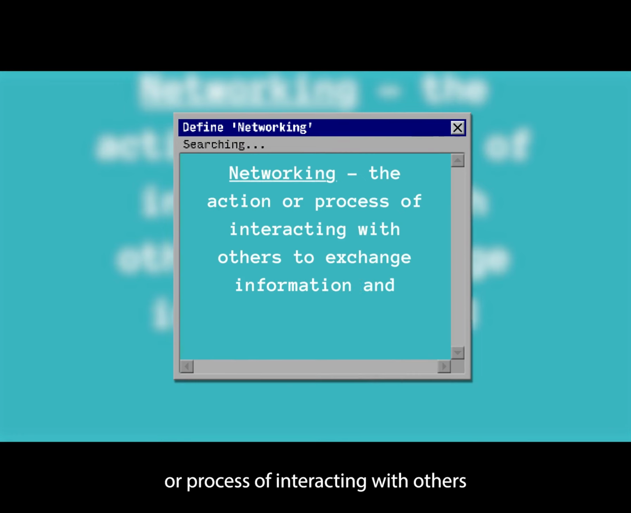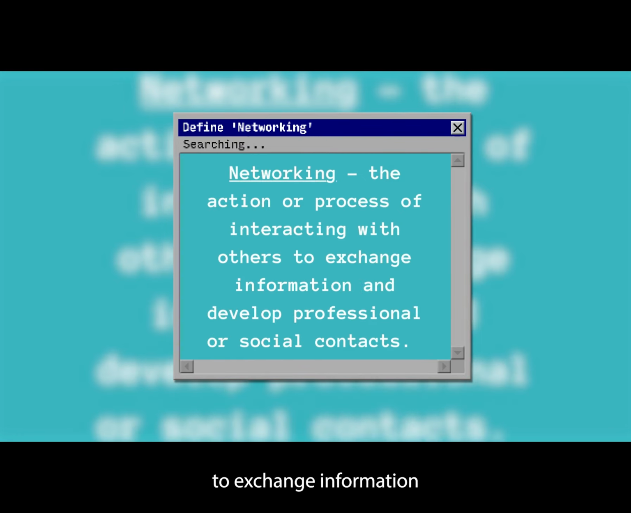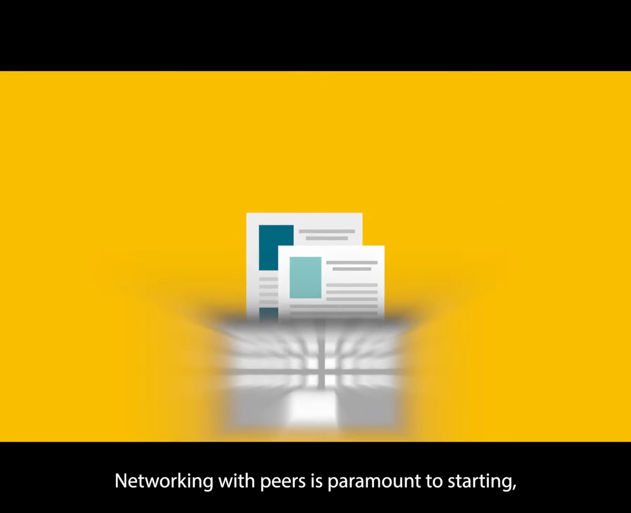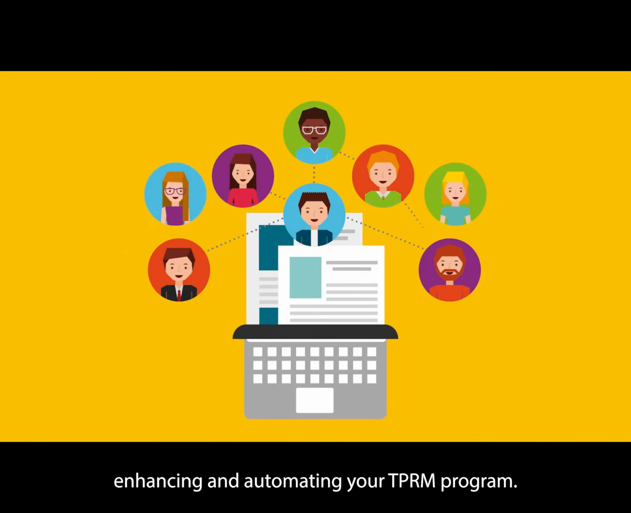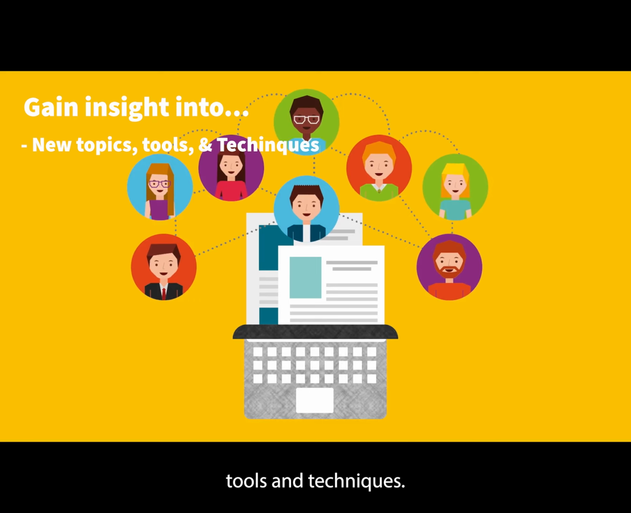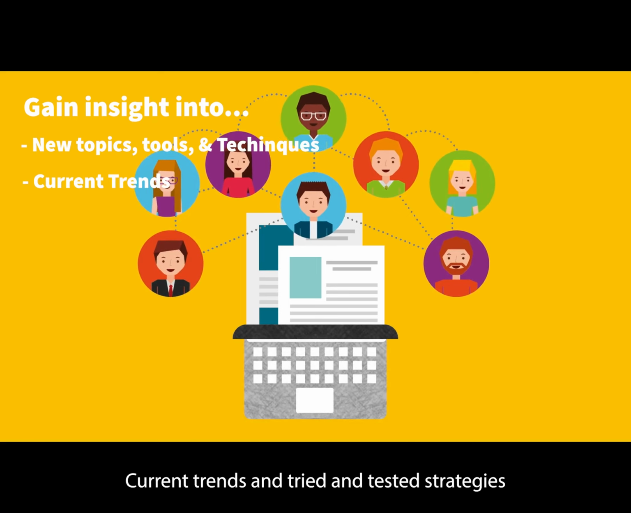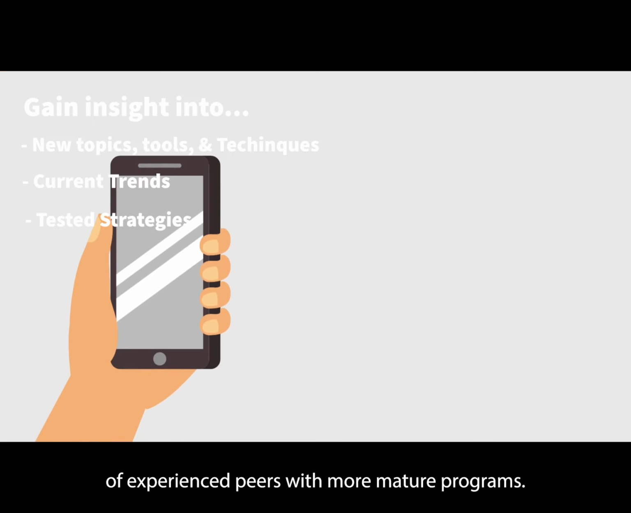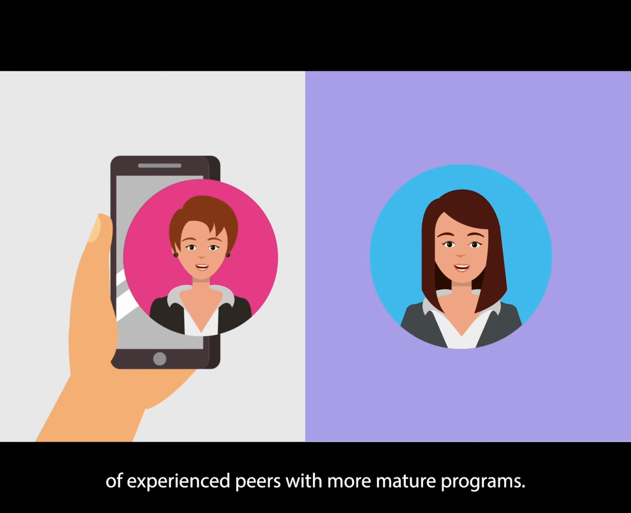Networking is the action or process of interacting with others to exchange information and develop professional or social contacts. Networking with peers is paramount to starting, enhancing, and automating your TPRM program. Through networking, you'll gain insight into new topics, tools, and techniques, current trends, and tried and tested strategies of experienced peers with more mature programs.